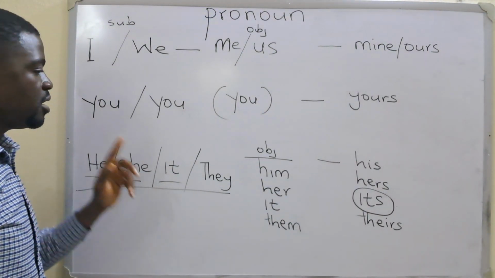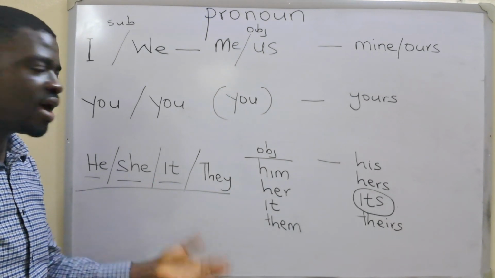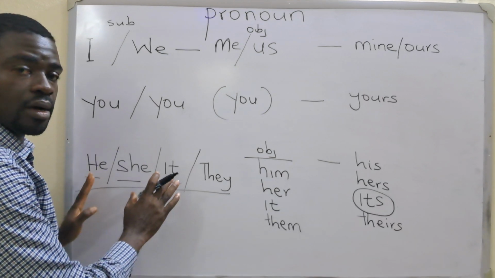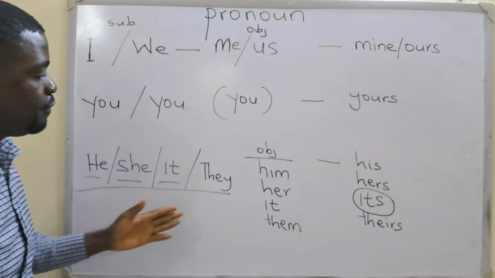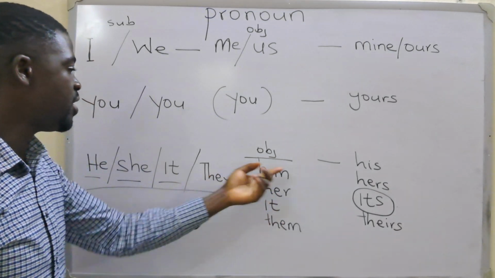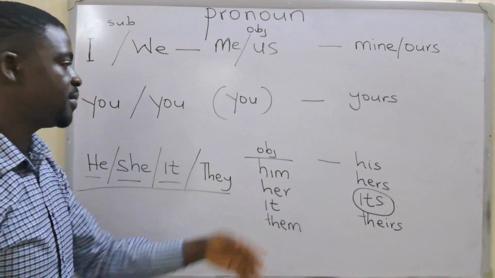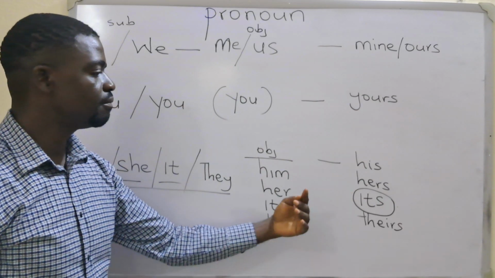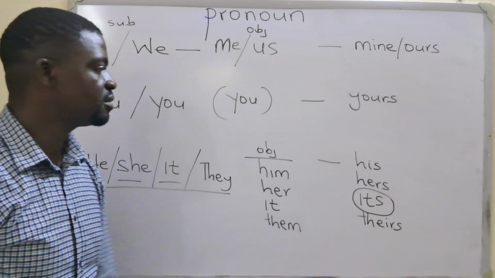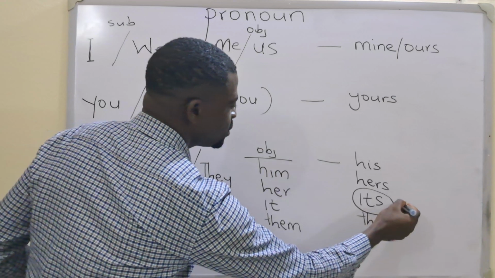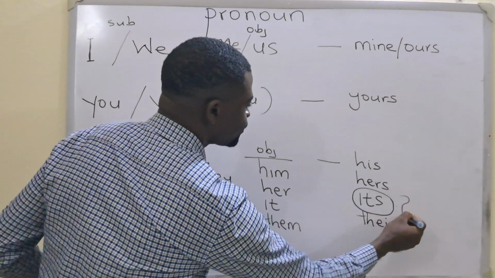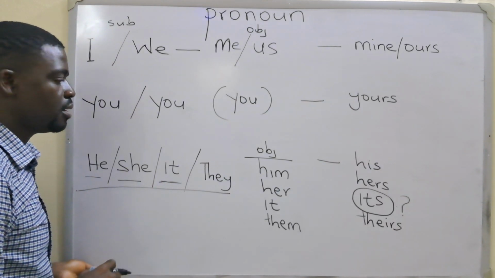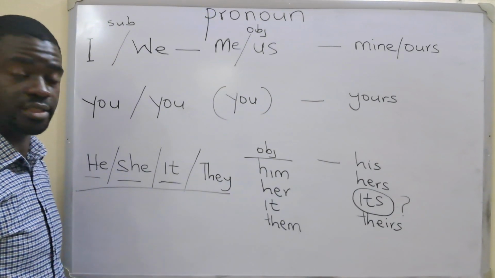He, she, it, the plural is they. And then this will occur in the subject position. If you have it in the object position, it's going to be him, her, it, them. The possessive form will be his, hers, its, and theirs. So when do you use it? When do you use this one? Remember, it is for non-humans. It can be animals or objects.